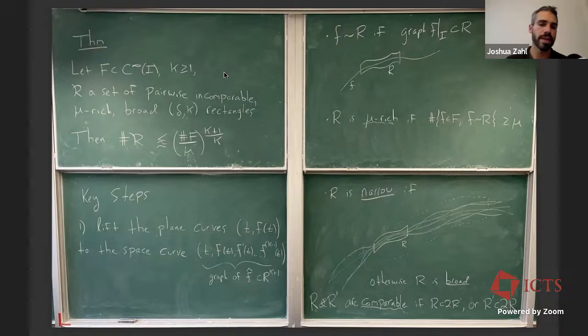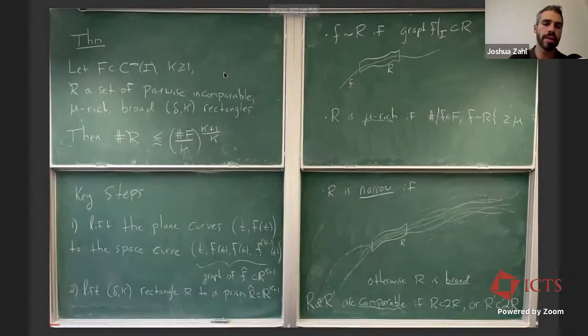So this object is a curve in R^(k+1). It's the graph of some function from R to R^k. And so it's this higher order tangency lift. And I'm also going to take my delta^k rectangles. So these are curvilinear rectangles in the plane, a bit like what's on the top right board. And I'm going to lift these to prisms, which I'll call R hat, in R^(k+1).